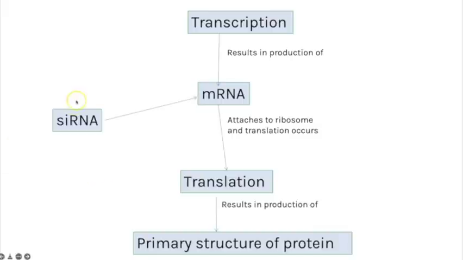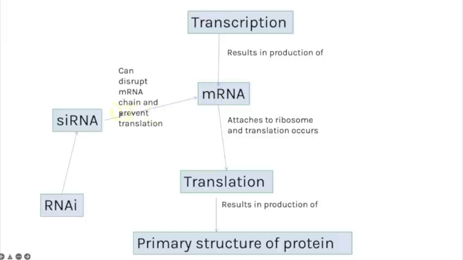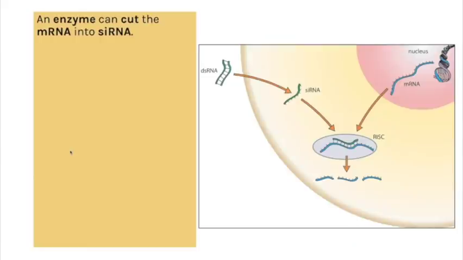However, if there is small interfering RNA, that can disrupt the mRNA that's been created and destroy it, and therefore it prevents translation from occurring. And this is what we mean by RNA interference. So small interfering RNA results in this interference. So that's just a concept map just to show you how this all links together.